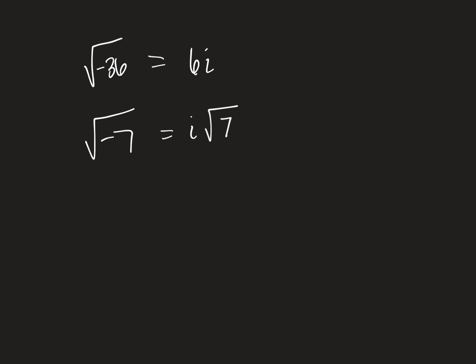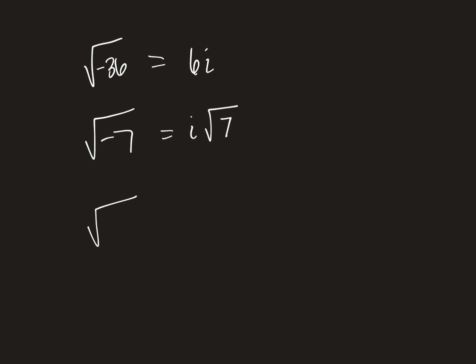All right, and remember that i is technically the square root of -1. So when you have the square root of a negative number, remember that that negative comes out and becomes an i. So the square root of -36 would be 6i, because that is the square root of 36 times i. If you can't evenly take the square root, so let's say it's -7, you just pull that i out. So it's i times the square root of 7.